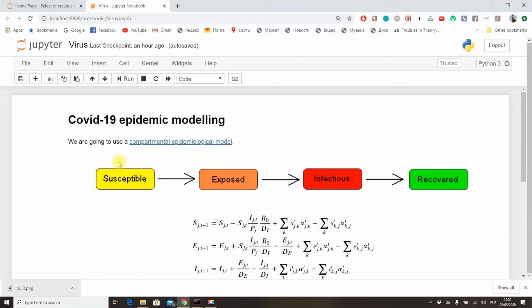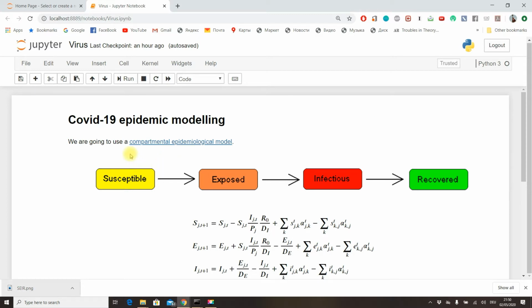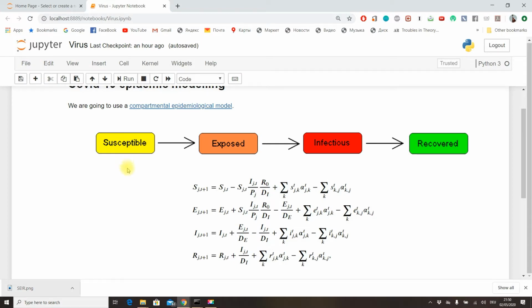And we're going to use a compartmental epidemiological model, okay? These models are called compartmental because they divide the general population into different compartments. And the particular model which we are going to use in this course is called SEIR, dividing the population into 4 groups. These 4 groups are the following.